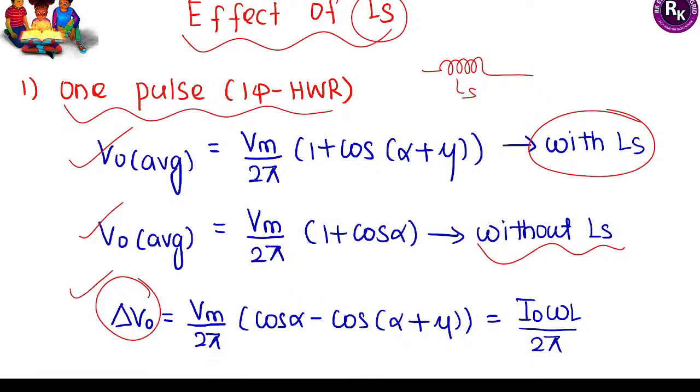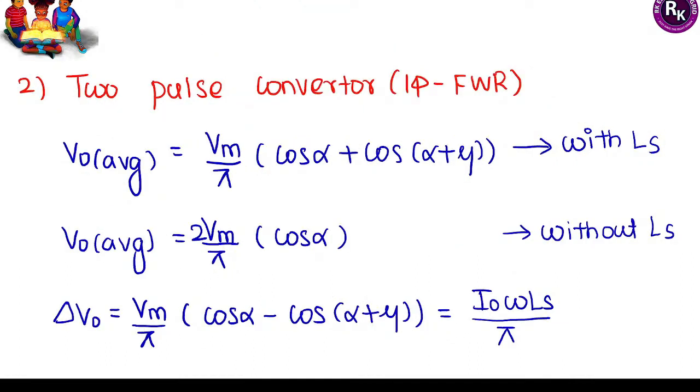So delta V naught is nothing but the difference between V naught average without LS minus V naught average with LS. I just wanted to know the difference: by considering the effect of the inductance, what is the voltage, and without considering it, what is the voltage? So this is the formula to find the difference for the one-pulse single phase half wave rectifier. Similarly, for two-pulse, I wrote it here. Just pause the video and make notes clearly.